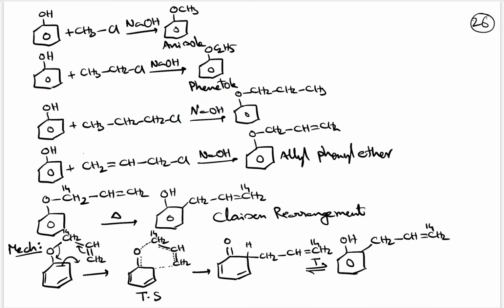In the similar manner, n-propyl phenyl ether is also formed, and here allyl phenyl ether is formed. And the interesting point is that allyl phenyl ether, on heating, will undergo Claisen rearrangement, where this group will migrate onto the ortho position. But when this group is migrating onto the ortho position, it is not this carbon which will shift onto the ortho position. It is this carbon which will shift onto the ortho position, so this will go towards outside. That means this chain will get reverse linked at the ortho position.